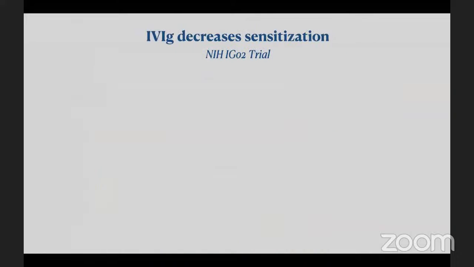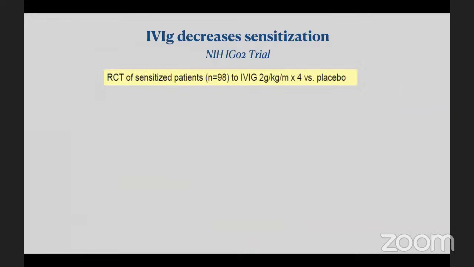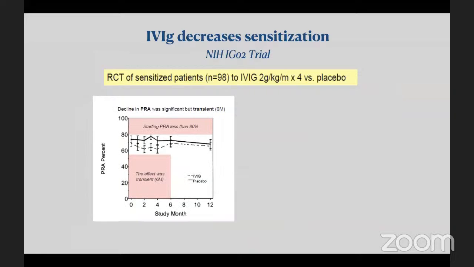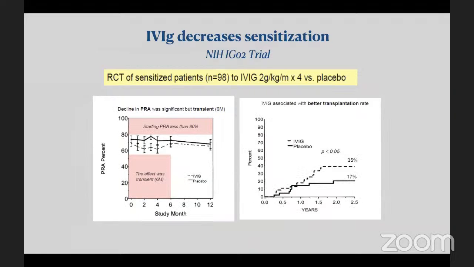Then we look at the various different desensitization protocols. This is the IVIG based protocol. This is the NIH IG02 trial, which looked at sensitized recipients. 98 patients received IVIG 2 gram per kilogram per month for 4 months, which was compared with placebo. What they found was there was a decline in the PRA, but this decline in the PRA was very transient, and IVIG was associated with better transplant rates as compared to the placebo, which was statistically significant.